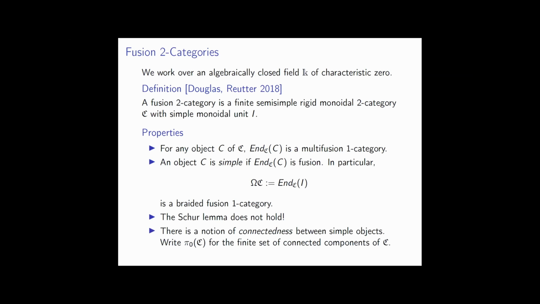And in particular, this makes the following notion into something that's actually interesting and quite relevant, the notion of a connected component, which is that you can now say that two simple objects are connected if you can go from one to the other by a non-zero one-morphism. And this defines an equivalence relation. You can check that, and then this gives you pi zero of C, which is the finite set of connected components. Any questions on this first part?